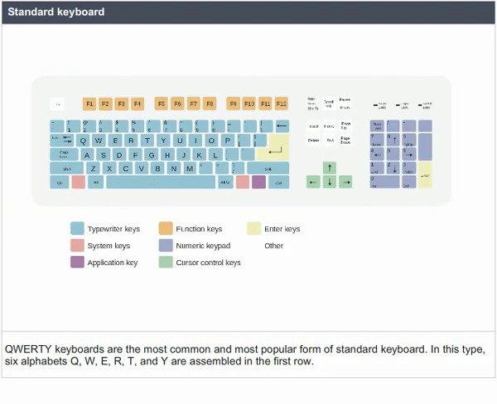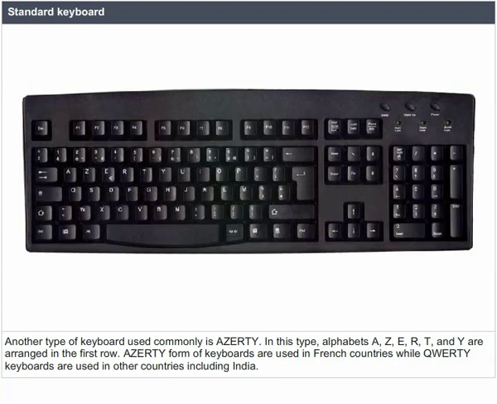In this type, 6 alphabets Q, W, E, R, T, and Y are assembled in the first row. Another type of keyboard used commonly is AZERTY. In this type, alphabets A, Z, E, R, T, and Y are arranged in the first row. AZERTY form of keyboards are used in French countries, while QWERTY keyboards are used in other countries, including India. Ergonomic keyboard.